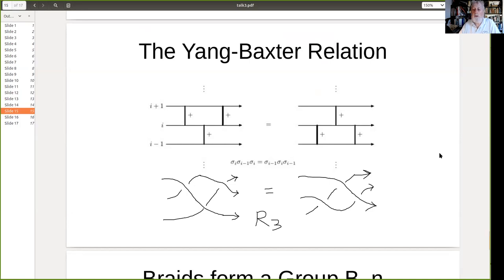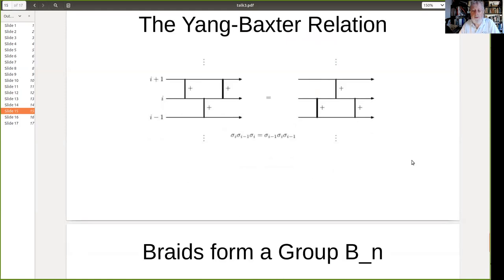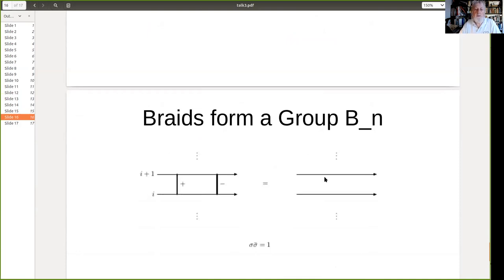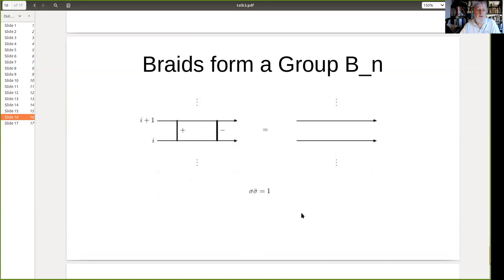Okay, now let's clear that. And now, braids form a group, B_n. That n indicates the number of strands. What that means is that if you've got sigma i and sigma i bar next to one another, they cancel, and that's because of the Reidemeister 2 move, which I'll try and draw a picture of.